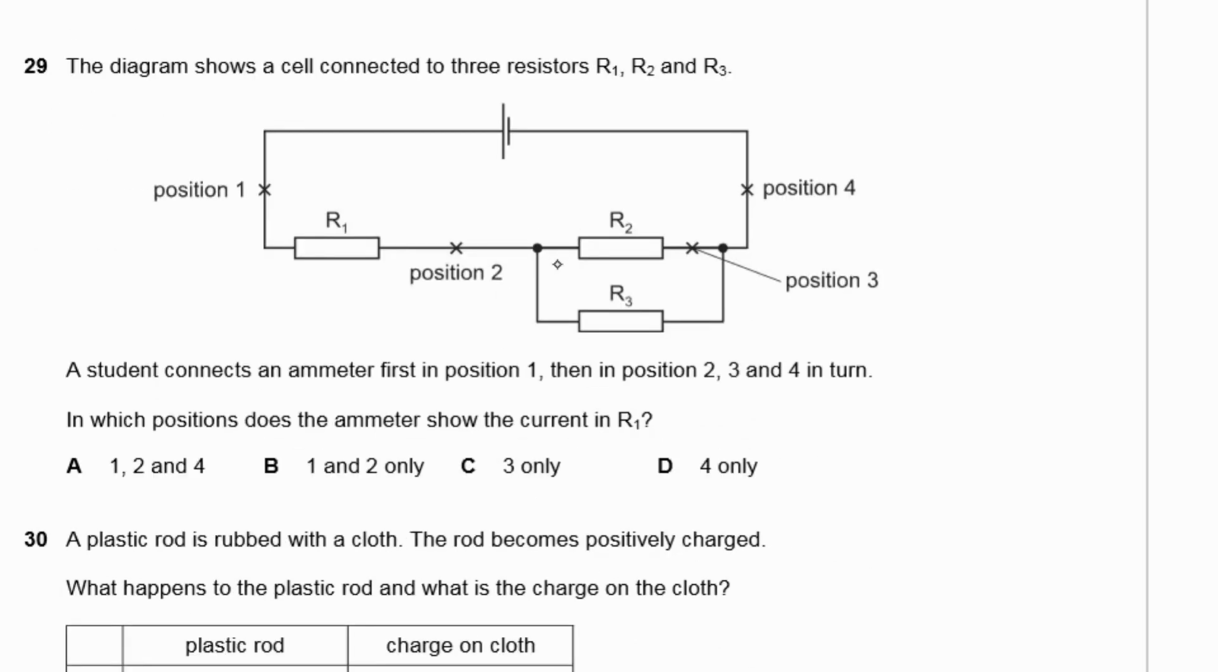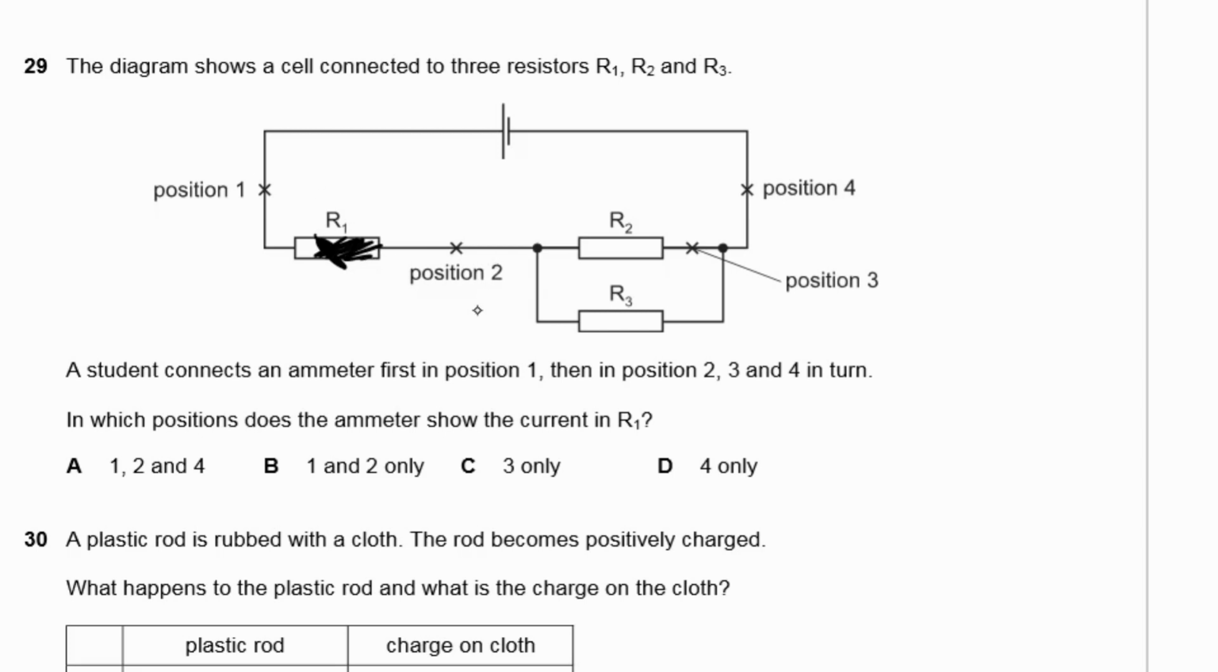The diagram shows a cell connected to 3 resistors, R1, R2 and R3. A student connects an ammeter first in position 1, then in position 2, 3 and 4. In which position does the ammeter show the current in R1? Alright, so R1 is here, that's R1 here.